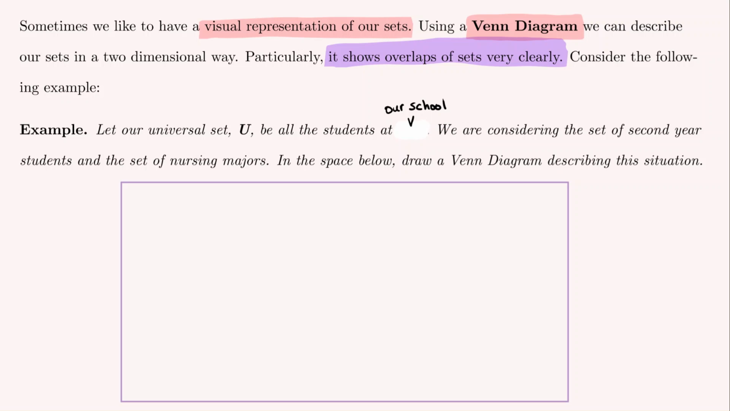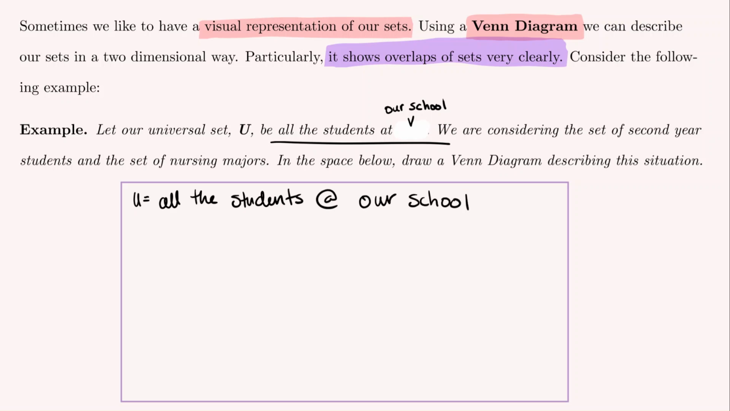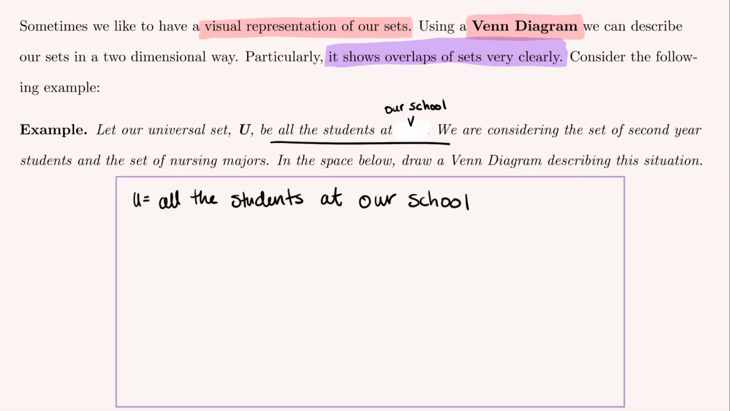So I begin by drawing a large rectangle, and in one of the corners, the location does not matter, I label this as U, and it can be helpful to say in words, what is U? It's all the students at our school. So if somebody is a student at our school, they are within this set.